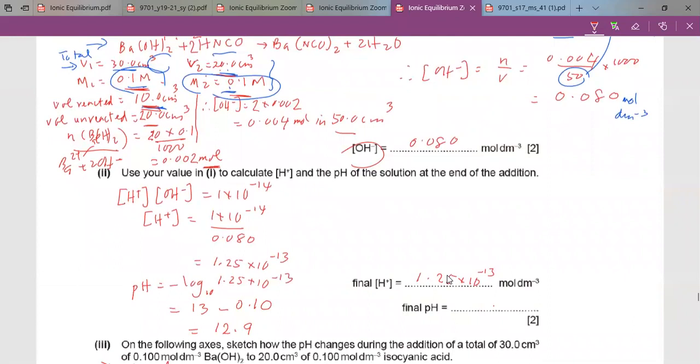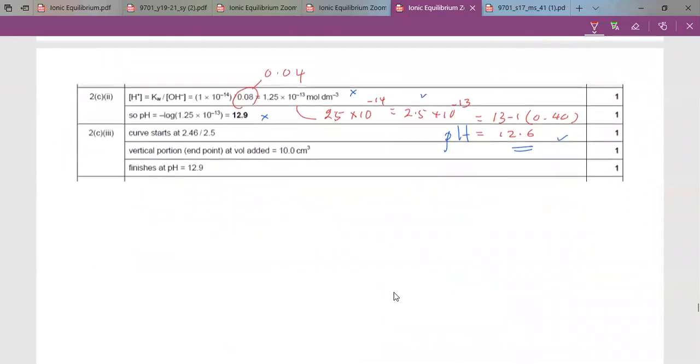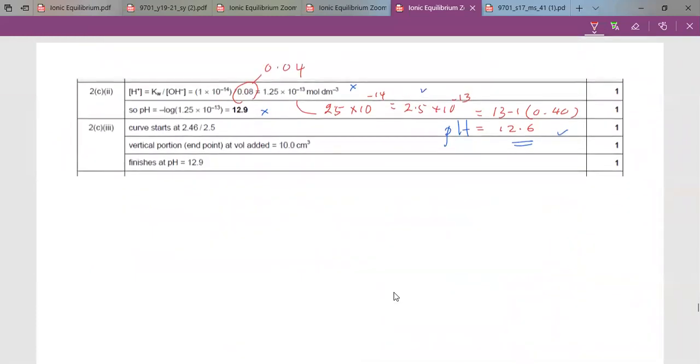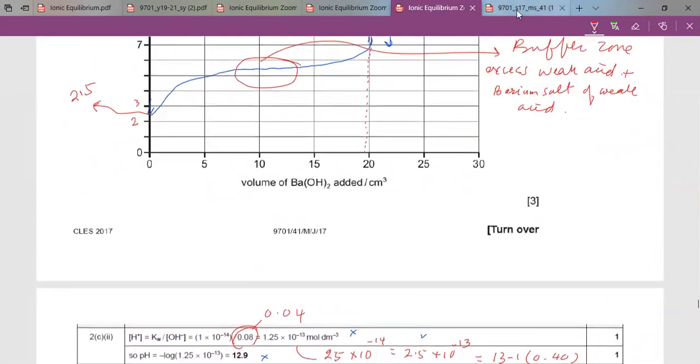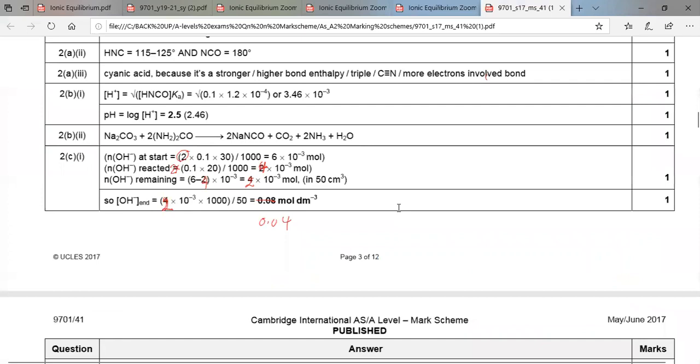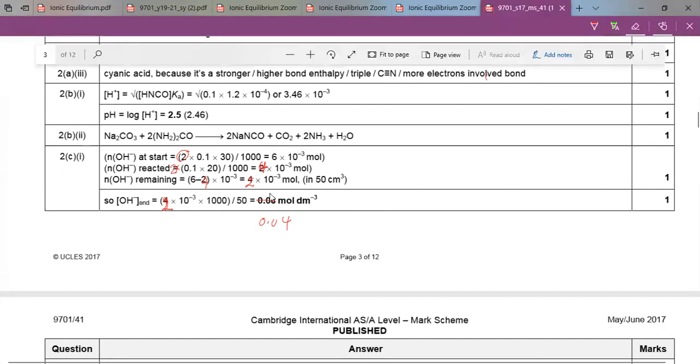So of course here, 0.04 over 50 times 1000 is 0.080. The answer is 0.080. Okay, where is the answer here? Okay, here. I put it here wrongly. Let me just redeem myself.